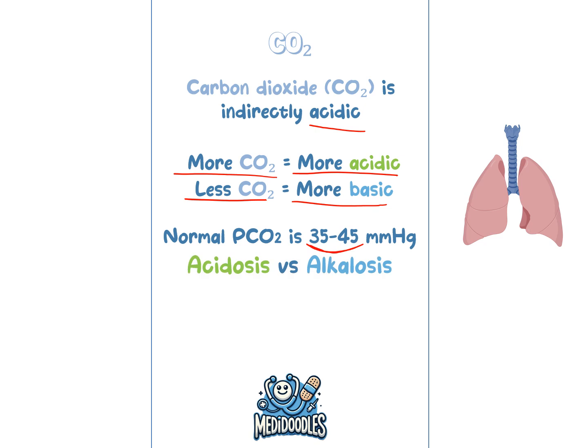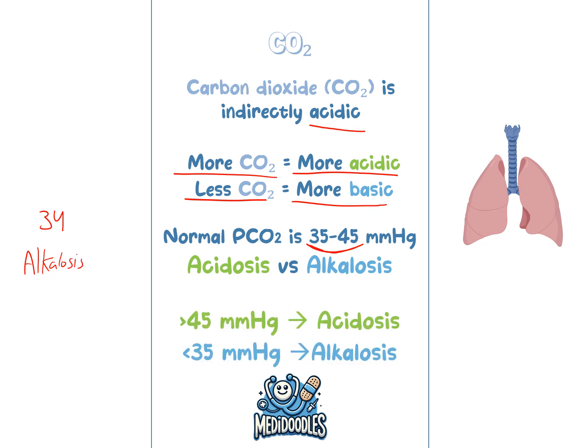So as an exercise, before I show you the values, if let's say for any reason the carbon dioxide was 34, which is less than 35, would you think it's more acidic or more basic? Or in other words, acidosis or alkalosis? If you answered alkalosis, you're correct. You're on the right track. So here it is. If it's more than 45, it's considered acidosis. Less than 35, it's considered alkalosis.